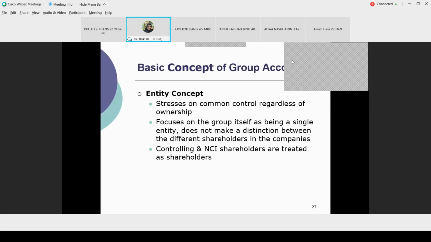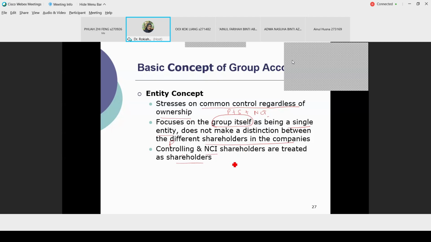The other one is the entity concept, which stresses common control regardless of the ownership. We focus on the group itself, which is the combination of a parent, subsidiaries, and maybe an NCI also. We focus on the group as a single entity, which does not make a distinction between different shareholders in the company. The controlling shareholders, meaning the parent, and the NCI are treated as shareholders.